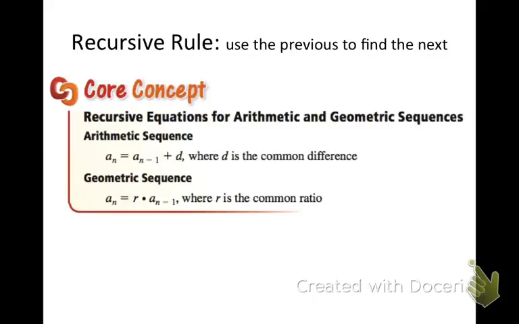our recursive formula for arithmetic looks like this. A sub n equals a sub n minus 1, that means previous term, plus your common difference. So we're taking the term before, adding the common difference to it, and we get our current term. For geometric, we're taking r times a sub n minus 1. So we're taking our previous term, a sub n minus 1, and multiplying r by it to get our next term.